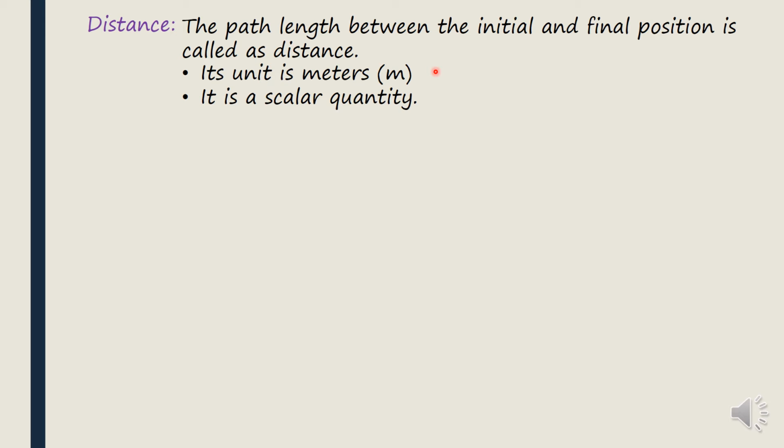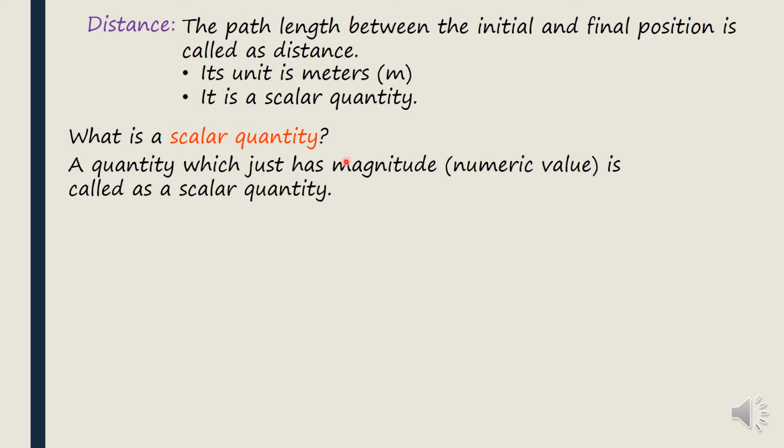When we were talking about distance, we said that it is the path length between the initial and the final position. And now we are saying that it is a scalar quantity. Now a new word is coming here. What is scalar? We need to understand what a scalar quantity is. A quantity which just has magnitude, that is the numeric value.